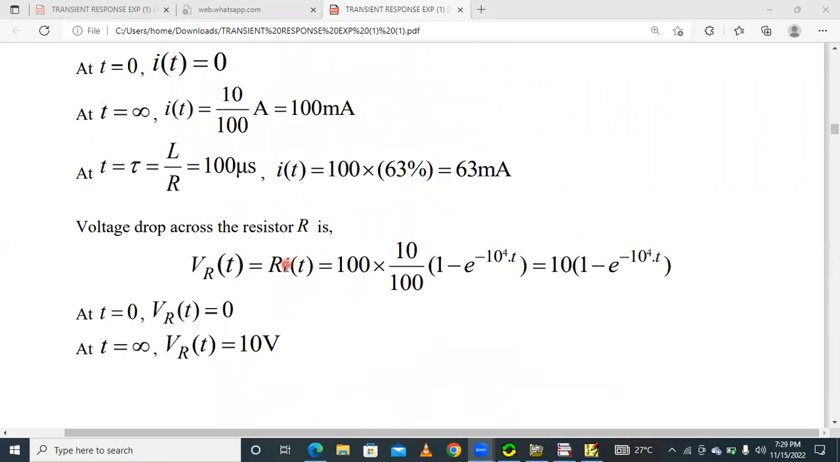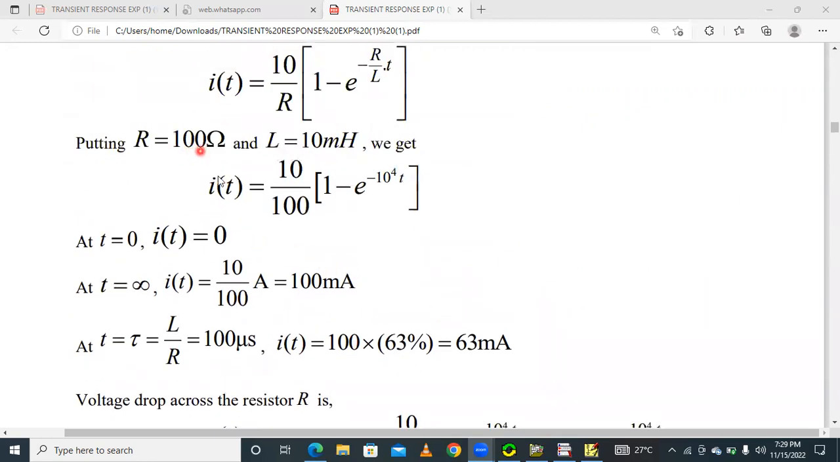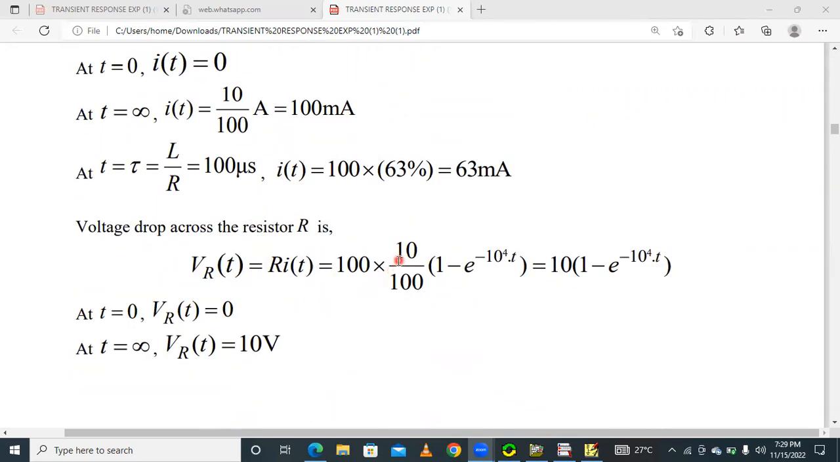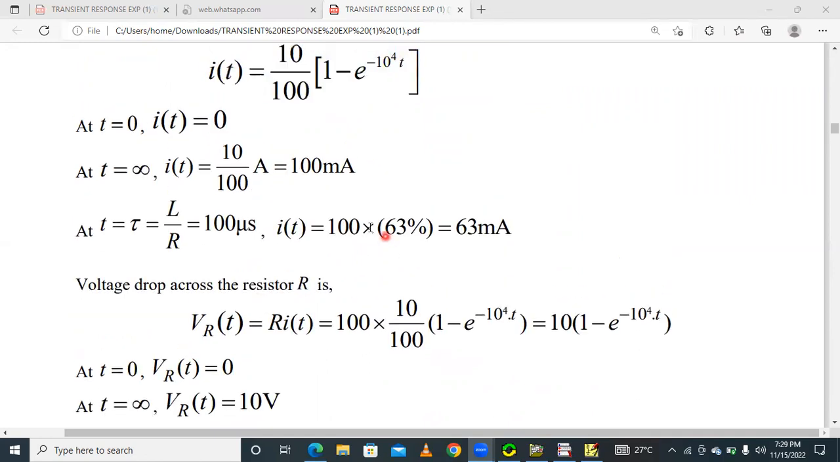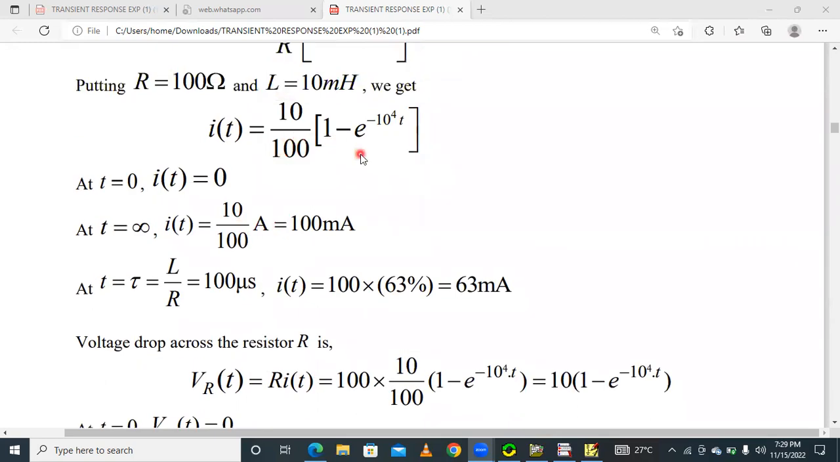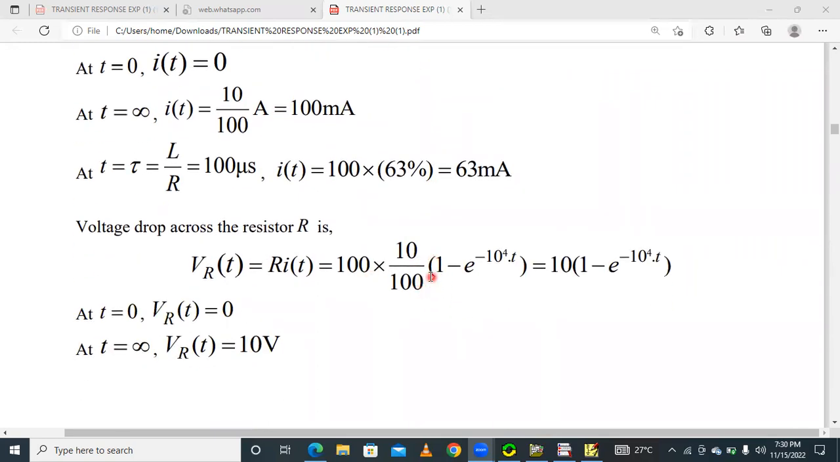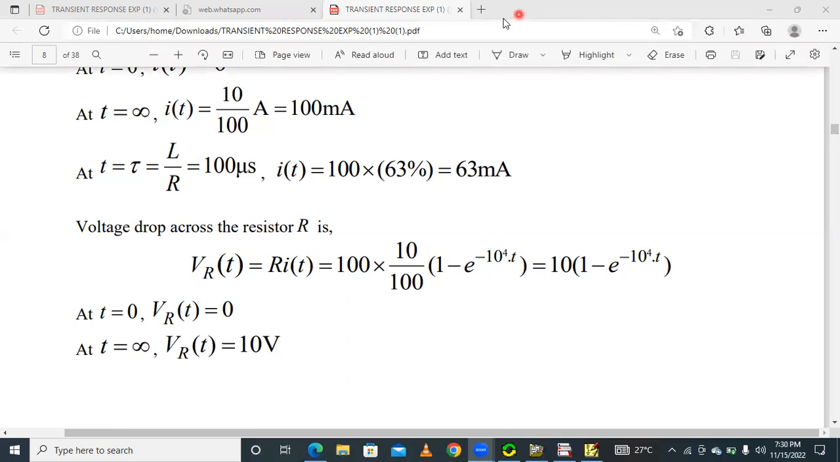VR of t is equal to R into I of t, where R is 100 ohms, and I of t is equal to 10 by 100 into (1 minus e power minus 10 to the power of 4 into t). So this is the expression. Then the 100 cancels, and it becomes 10 into (1 minus e power minus 10 to the power of 4 into t). Like this, we get the expression for the voltage VR of t. Is it clear?